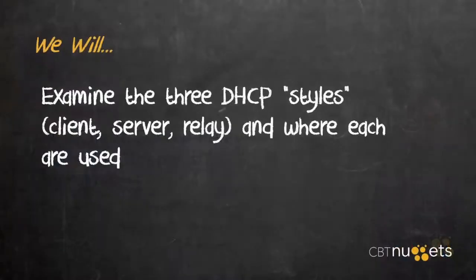By the time we're done here, we will examine the 3 DHCP styles, which are client, server, and relay, and where each one of them are used. It's true, without an IP address, you really can't do anything on a network. In our networks of today, we have not just a few, but thousands of clients that attach, from our managed devices, the computers that we take care of with Active Directory or Azure or whatever else, to the BYOD world. Everything needs IP addresses.